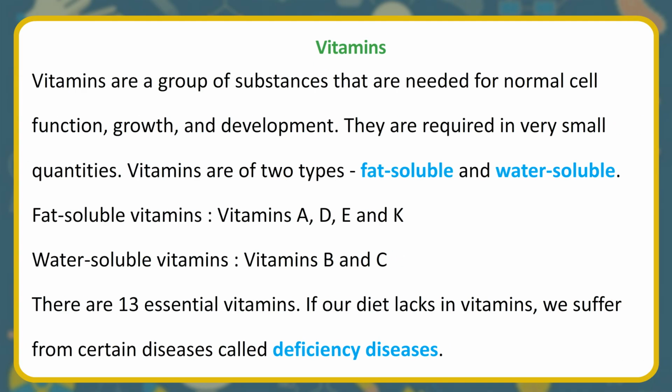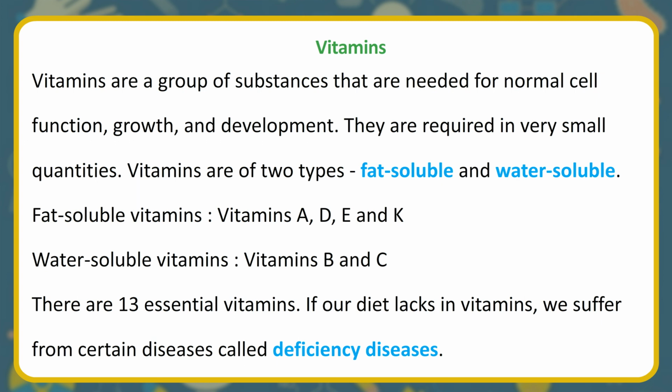Vitamins. Vitamins are a group of substances that are needed for normal cell function, growth, and development. They are required in very small quantities. Vitamins are of two types: fat-soluble and water-soluble. Fat-soluble vitamins: vitamins A, D, E and K.